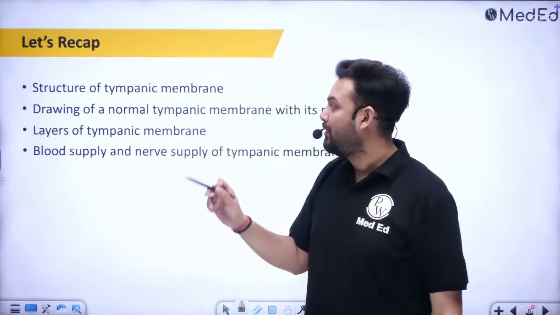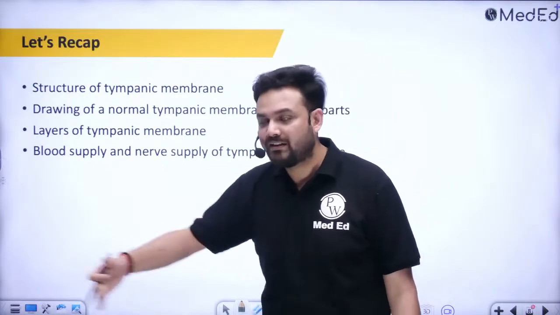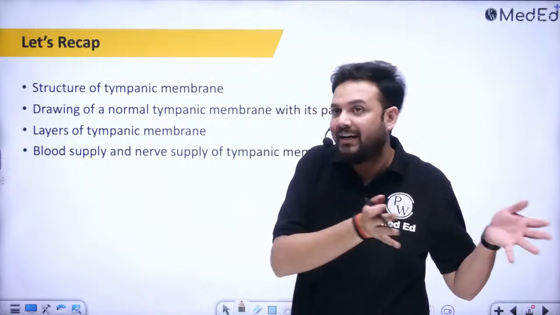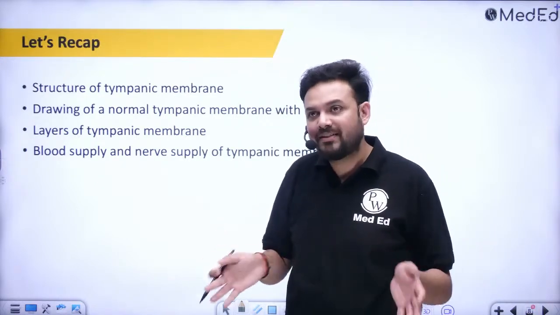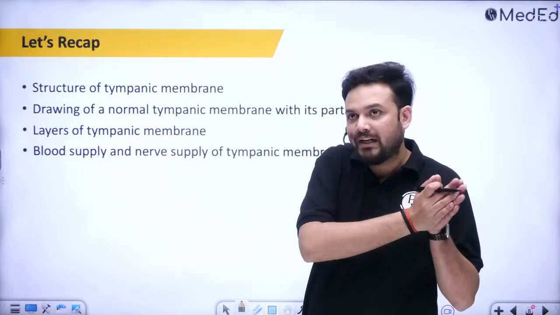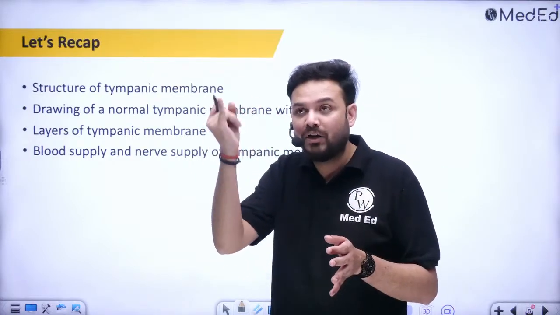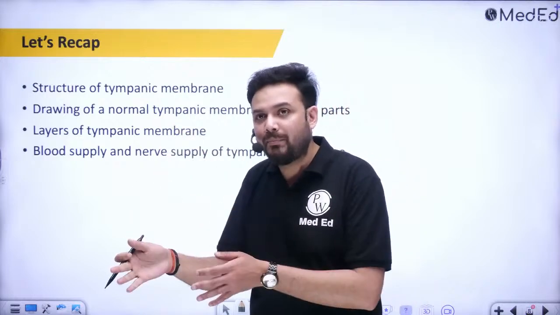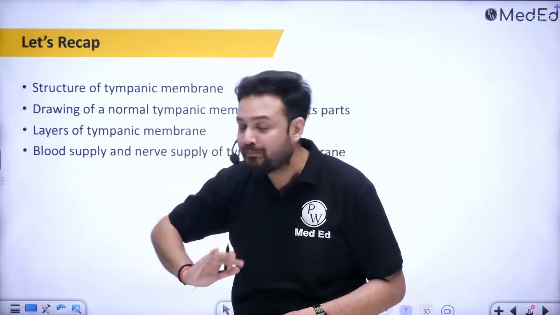Further, we went on to understand the three layers of the tympanic membrane: outer epithelial, middle fibrous, and inner mucosal. The inner mucosal layer is continuous with the middle ear. The middle fibrous layer contains three configurations of fibers: parabolic, circumferential, and radial. And the outer epithelial layer, containing stratified squamous epithelium, is continuous with our external ear.